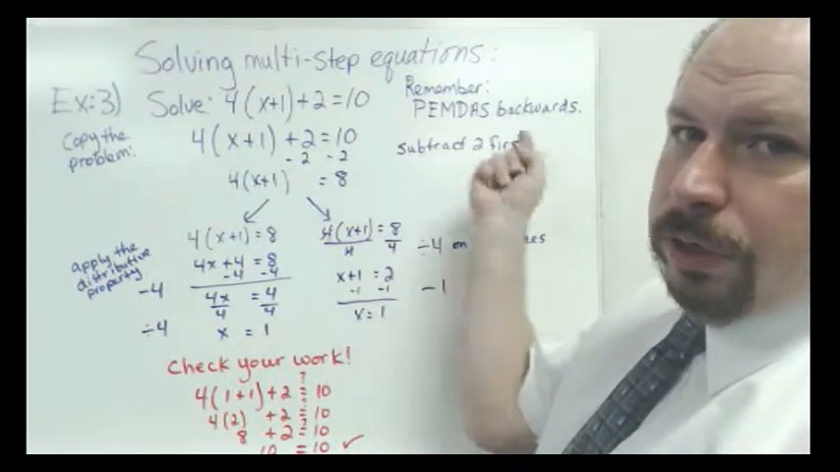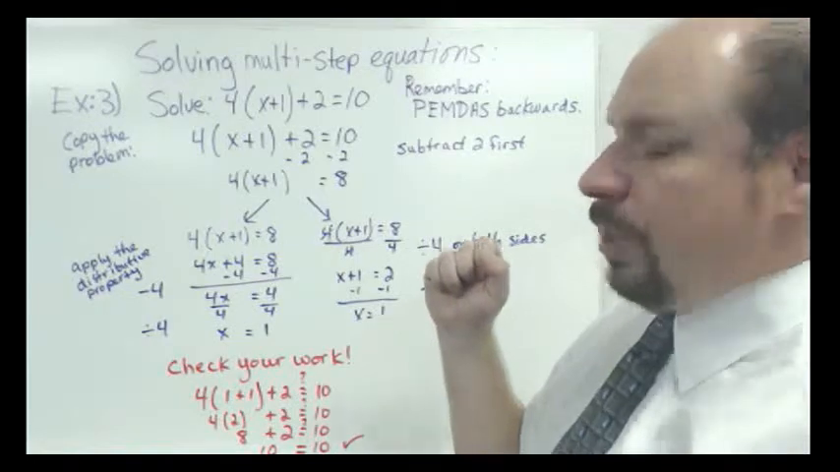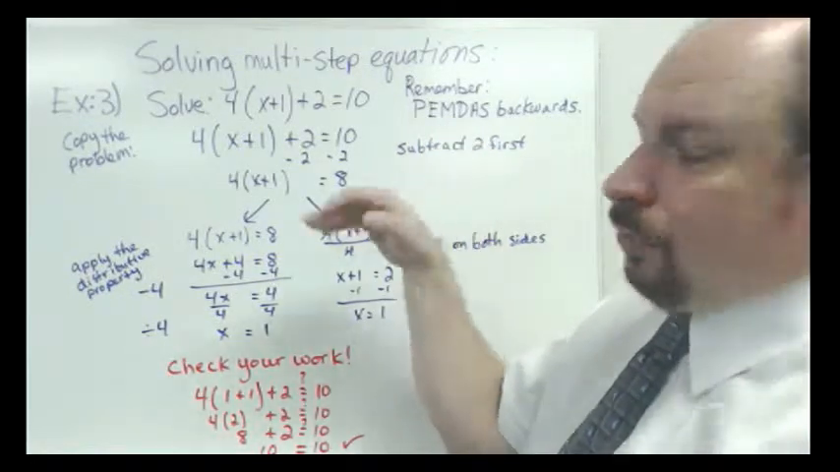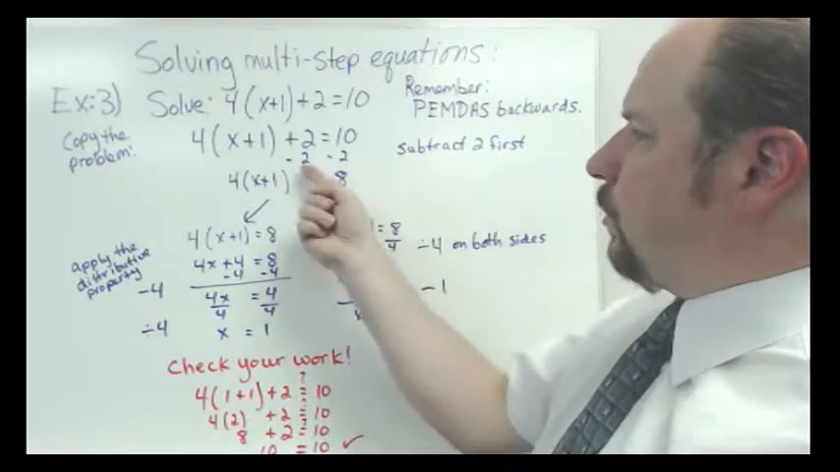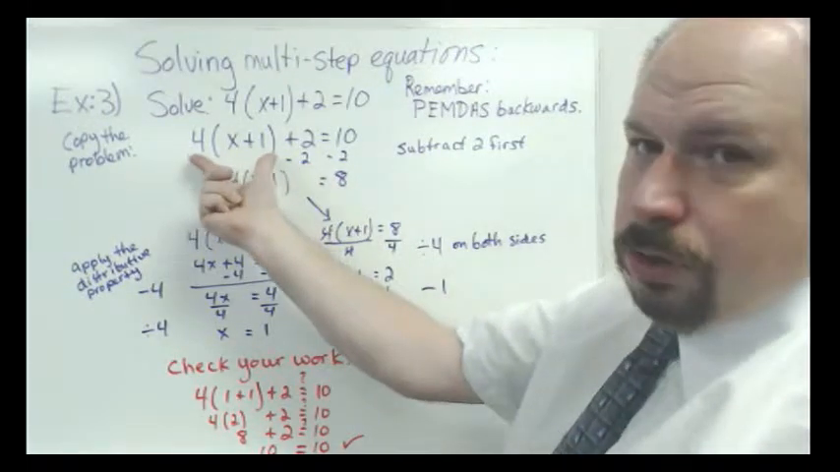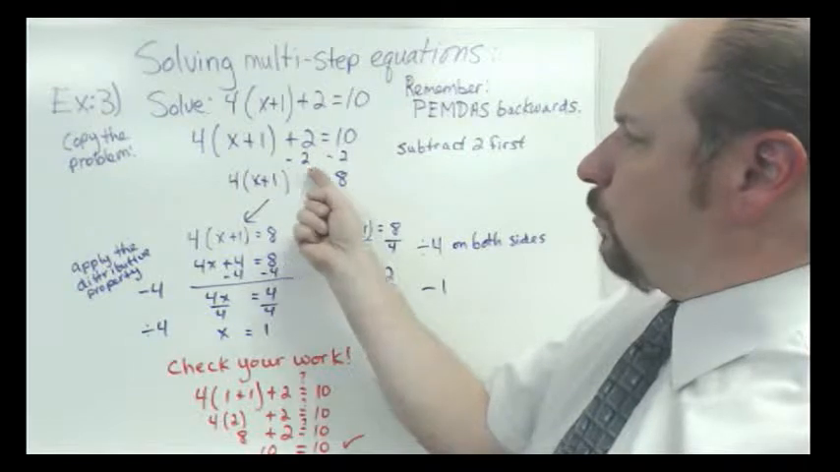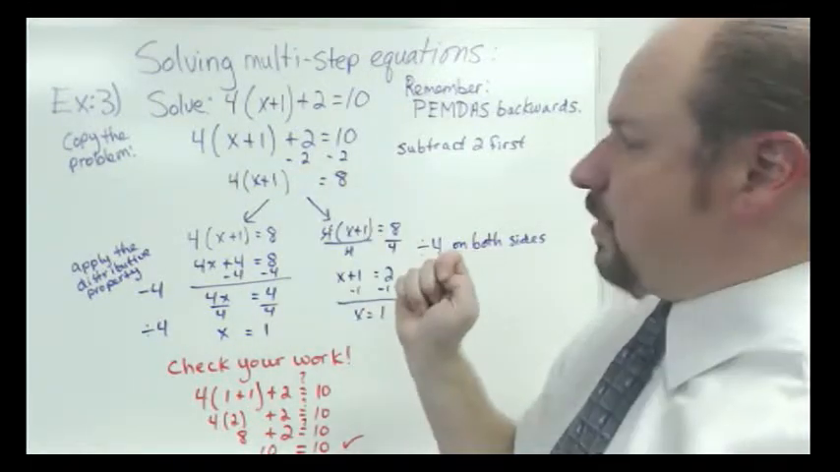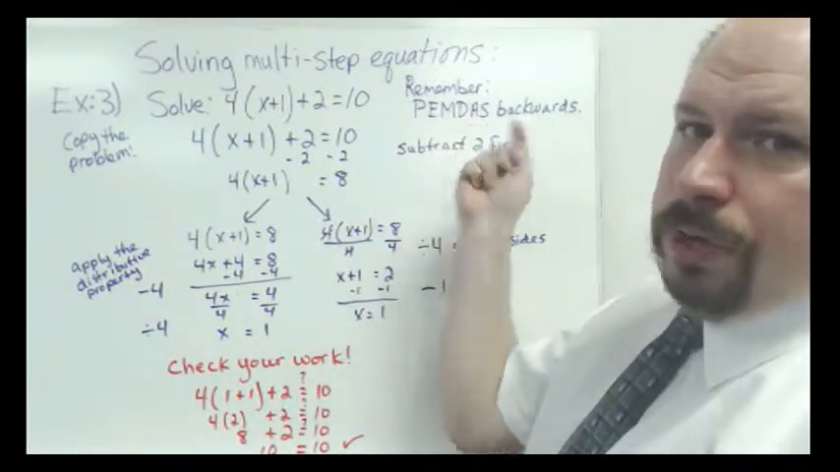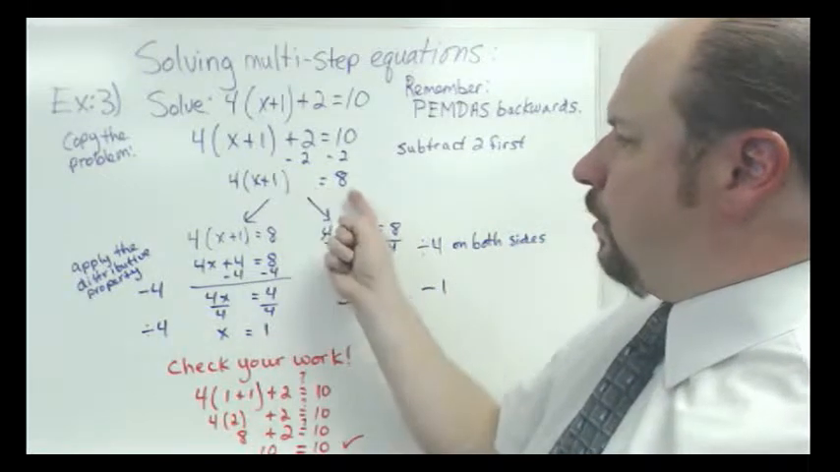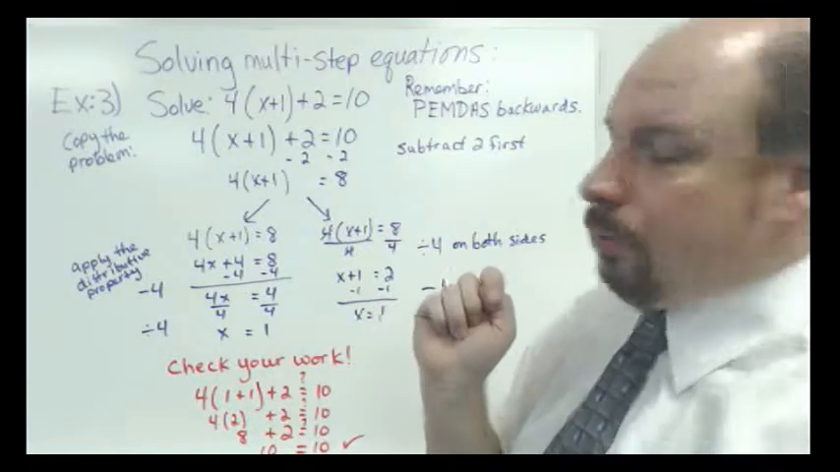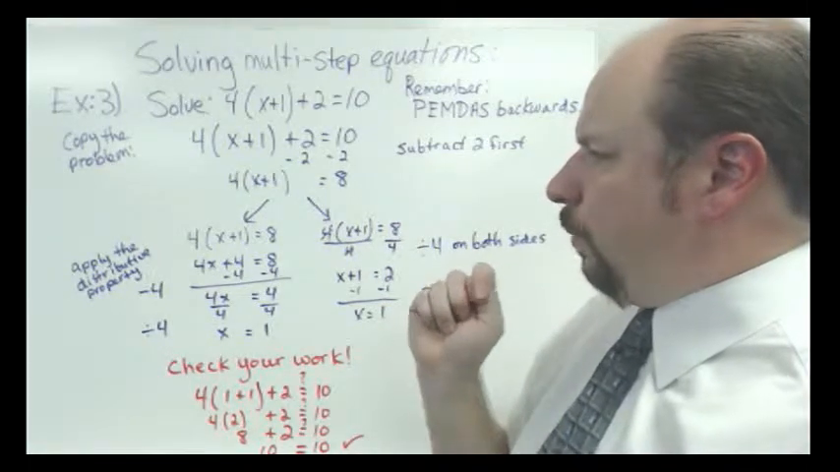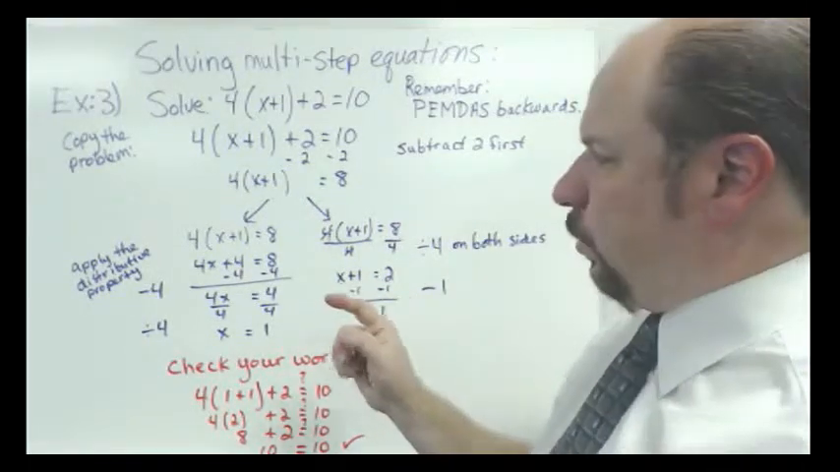And remember, we are going to work order of operations backwards. But I am going to show you a couple different methods of doing this. But first, we need to get this term here by itself. So we're going to subtract the 2 from both sides. And that would be first thing in order of operations, to subtract the 2. So we get 4 times the quantity x plus 1 equals 8. Okay, from here, I'm going to show you 2 different ways of doing this.